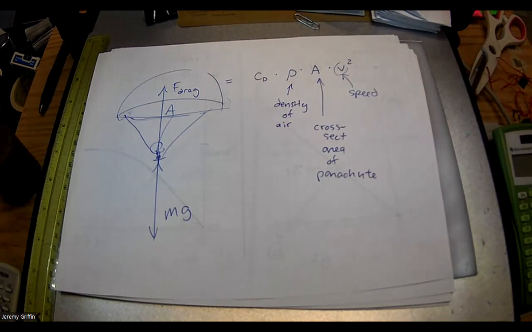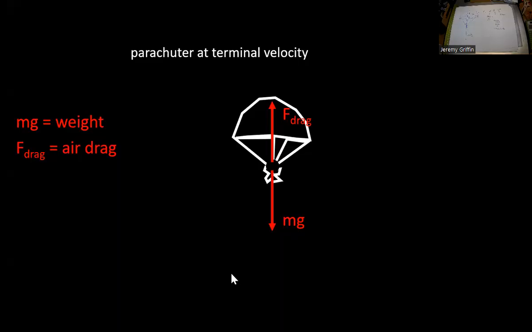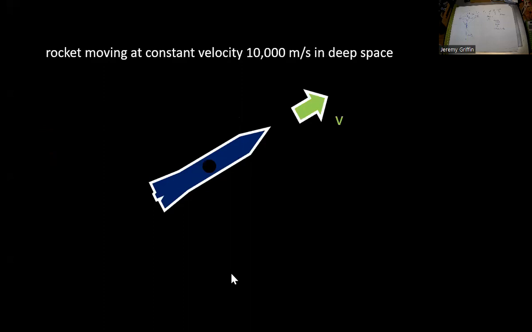Okay, we're going to do one more for today. All right, one more free body diagram. Here it is. Rocket moving at constant velocity, 10,000 meters per second in deep space. Sure, just screaming through deep space, 10,000 meters per second. What does that free body diagram look like?